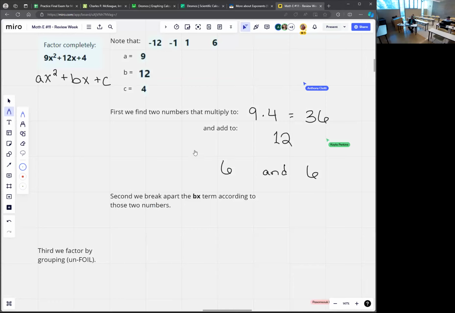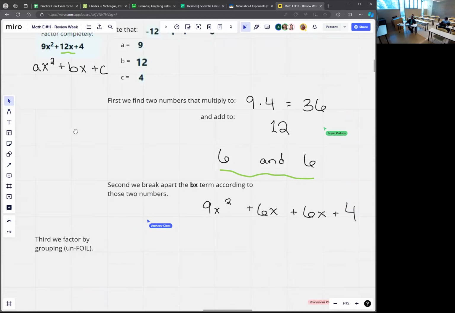Okay, so we have this 12x term, and we're going to break it apart with 6x and 6x, because that's what the process tells us to do. So 9x squared stays the same. And instead of adding 12x all at once, we do it 6x and 6x, and we still have the plus 4 at the end.